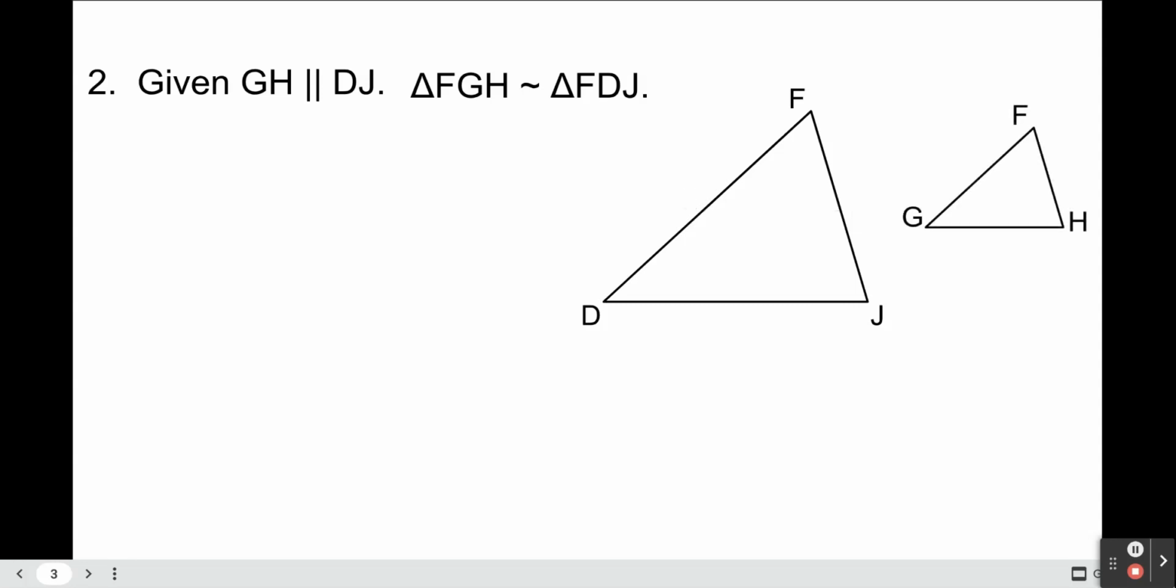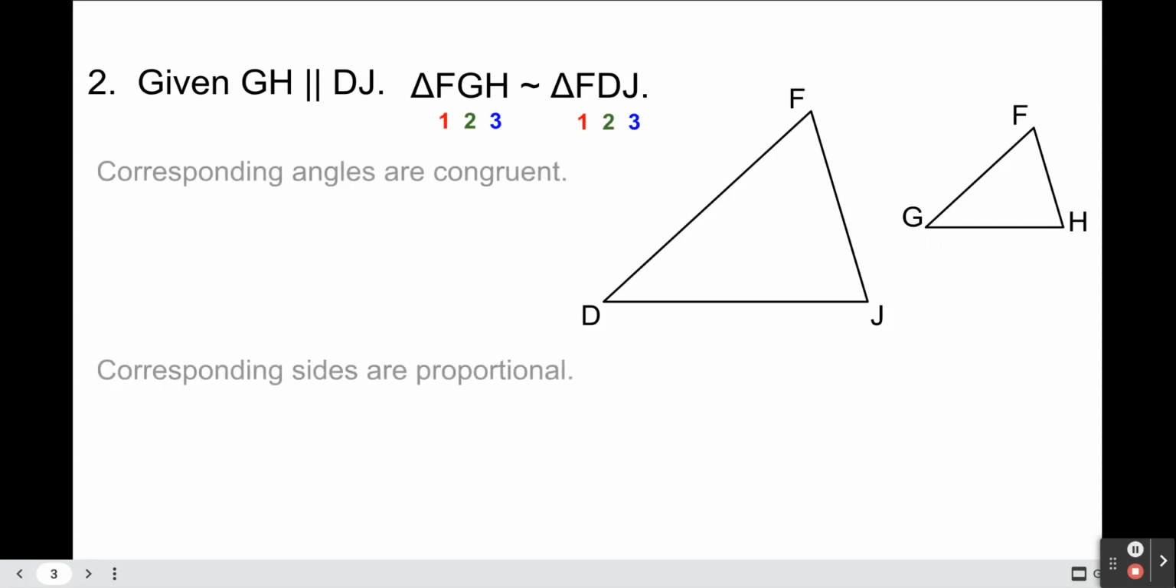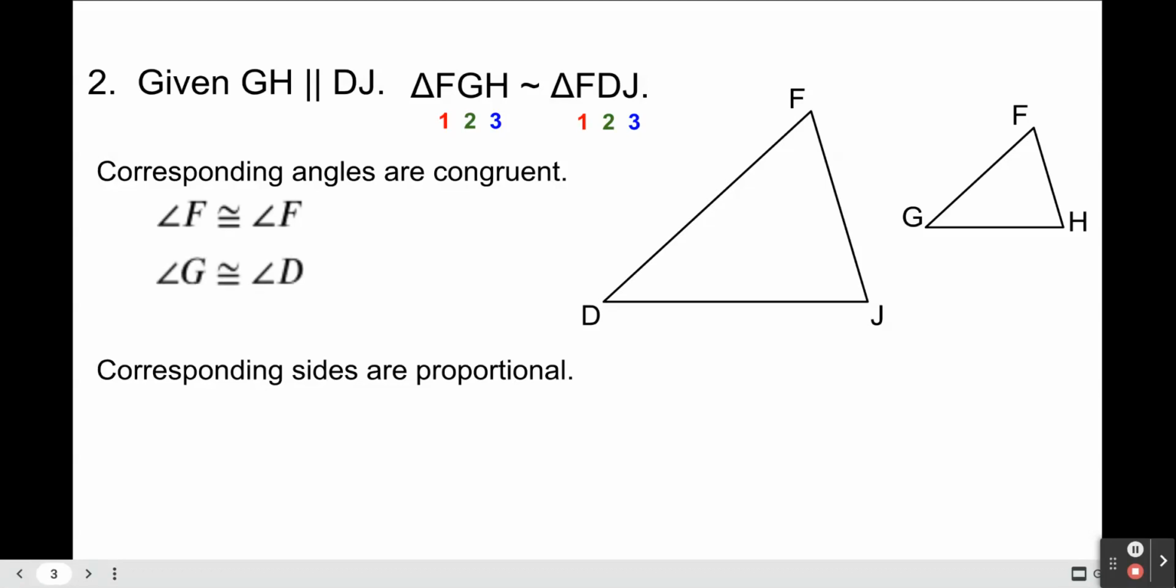If it helps, draw the smaller triangle off to the side so you can list all the corresponding sides and angles. The corresponding angles will be congruent. So F, of course, is going to be congruent to itself. That's the reflexive property. G is going to be congruent to D, like we mentioned with the parallel lines. Those are corresponding angles. And finally, H is going to be congruent to J.